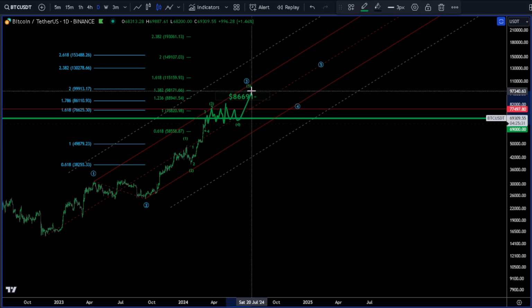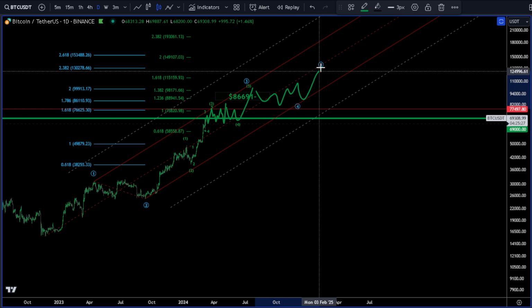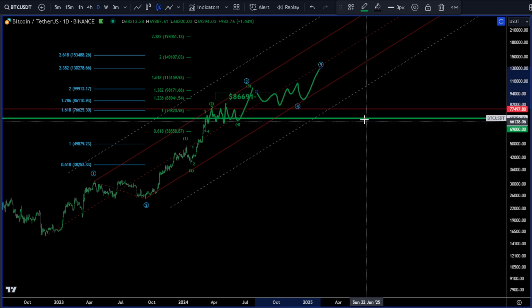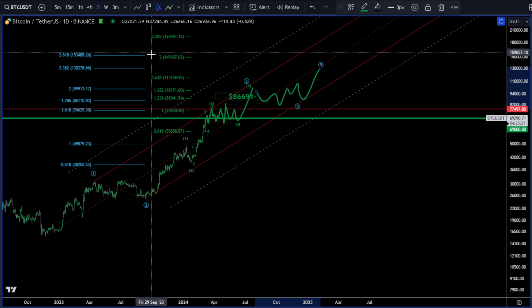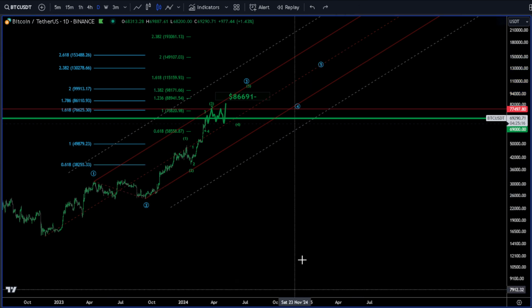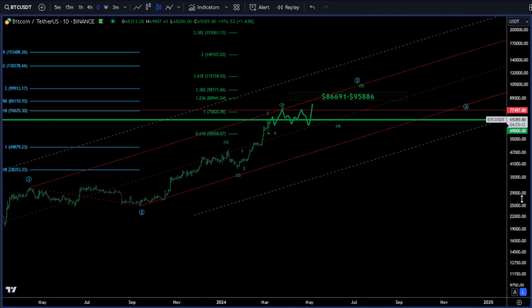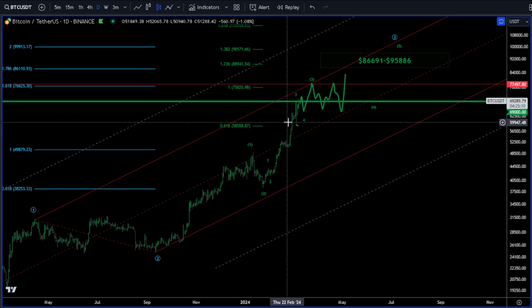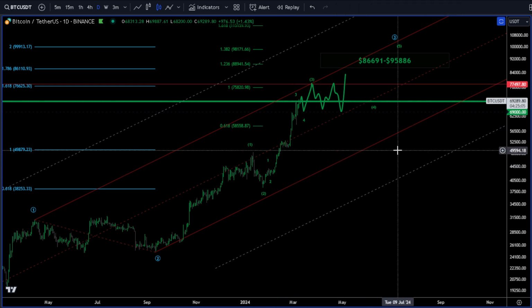So we should consolidate, come up, finish our third, consolidate again for our fourth, and finally go up for our fifth. And we'll come to those targets in a later video, but looks very good. And the important thing is we hold that A wave low. Don't close a candle below on the larger time frame.